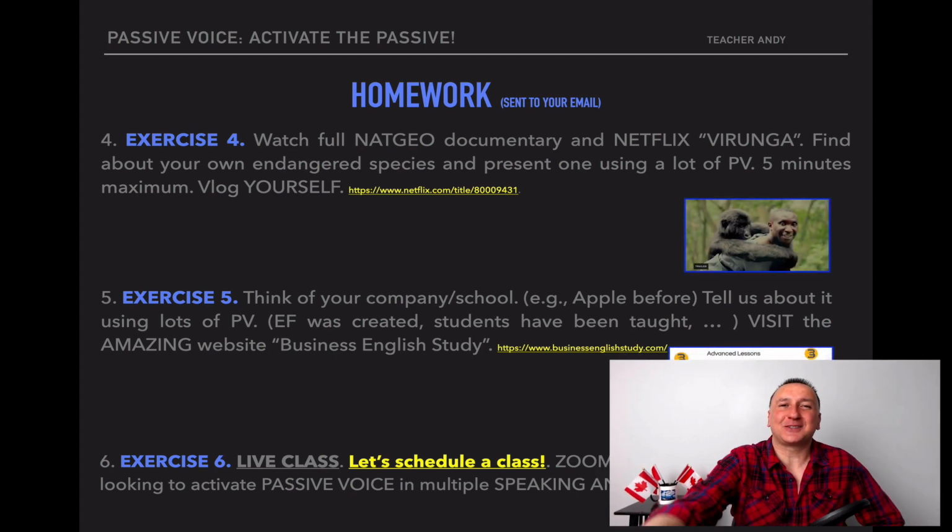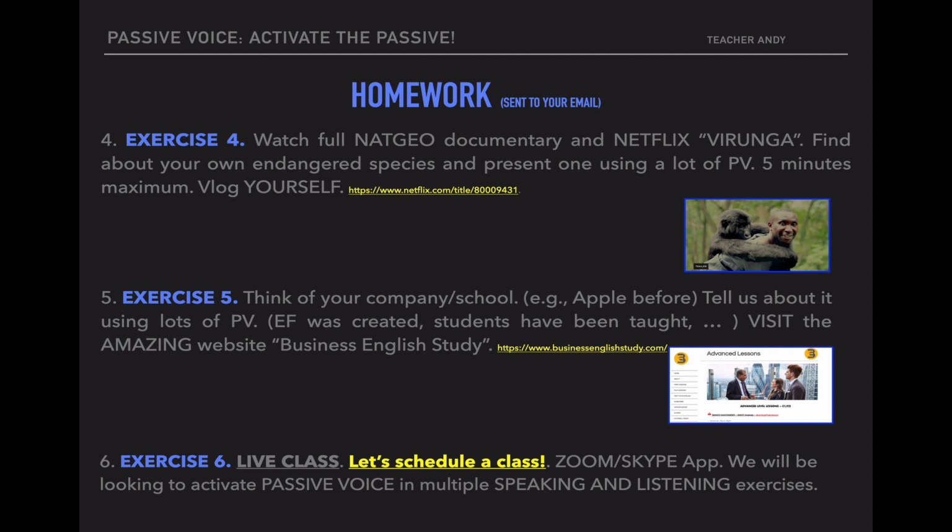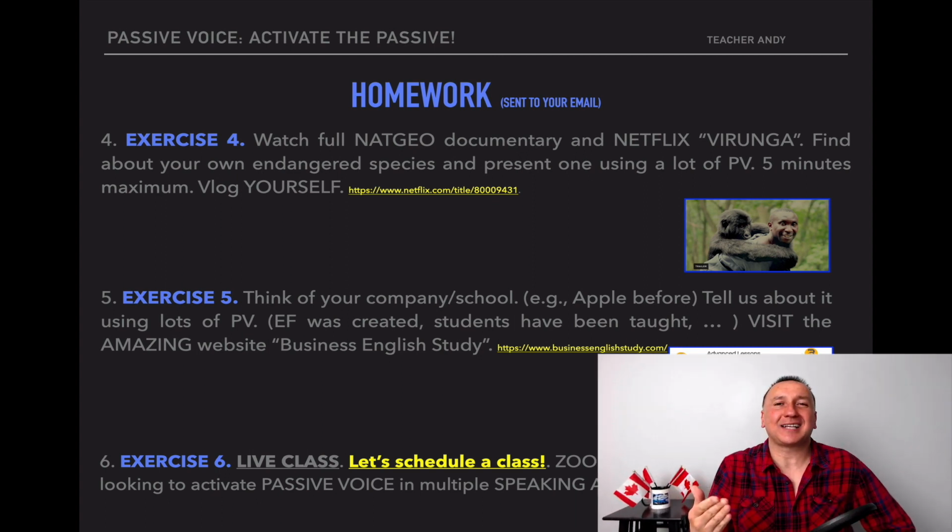These are the little pictures for us. We got to look at those. And then finally, remember, exercise 6 is we have our live class. We have to schedule it using the Zoom or Skype apps. And again, in that class, we're going to continue activating your passive voice.